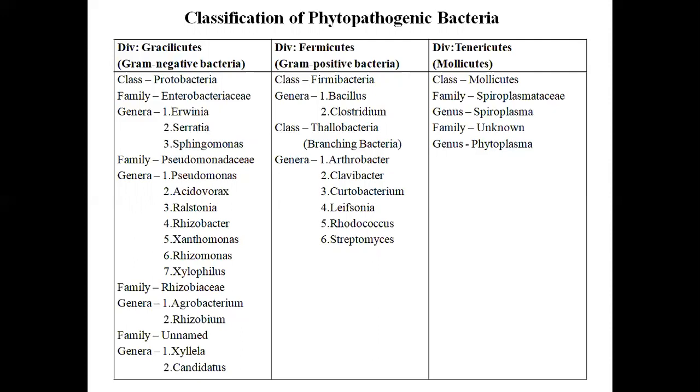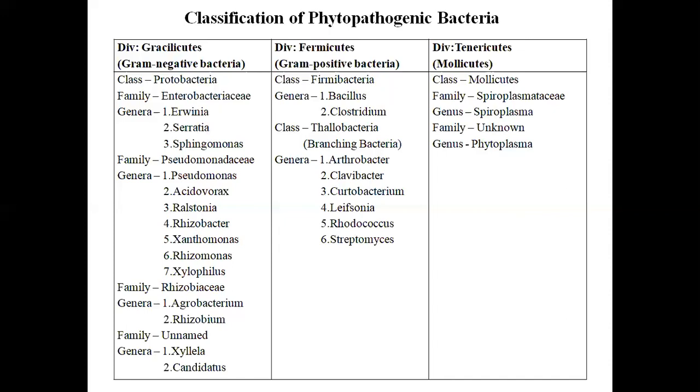And the last is an unnamed family, with genera known as Xylella and Candidatus. So these are about the division Gracilicutes, known as gram-negative bacteria. Mostly these cover the important plant diseases in plant pathology, like Erwinia, Pseudomonas, Ralstonia, Xanthomonas, Agrobacterium.